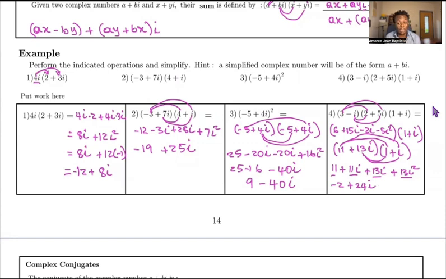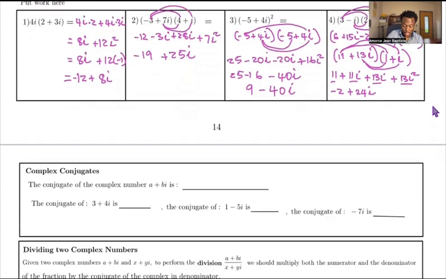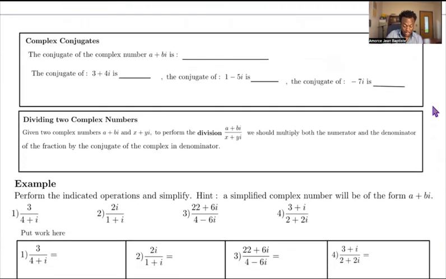Now that was multiplying complex numbers. Now let's see how to divide complex numbers. When dividing complex numbers, we think about the conjugate of a complex number. The conjugate of a complex number, a plus bi, is a minus bi. Just change the sign of the imaginary part of the complex number.